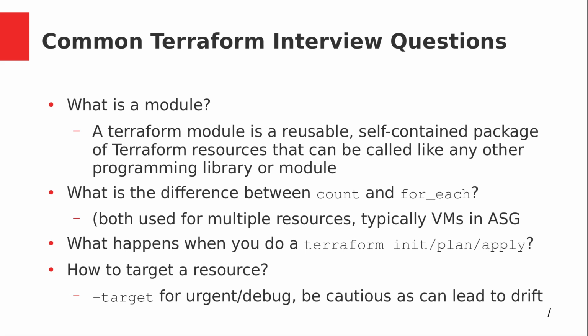How to target a resource. So there is a command called -target. And what you can do is you can say, I don't want you to look at all of my Terraform infrastructure, but just look at only one or two resources and ignore the rest. It should only be used urgently or if you're debugging, because what it means is that you're in ignorance of everything else, and if you keep using this for days, you may have drift that you're not aware of.